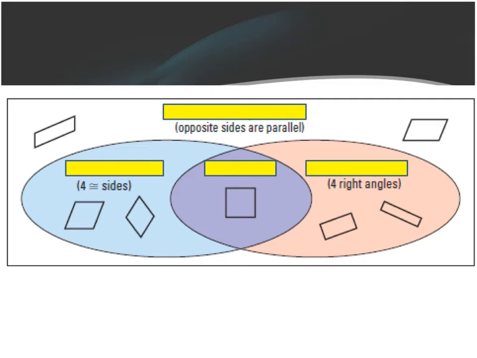Okay, so what do you think our shapes on the left side are in the blue circle? Rhombuses. What do you think they are on the right side? Rectangles. And in the middle, a mix of the two of them? A square.